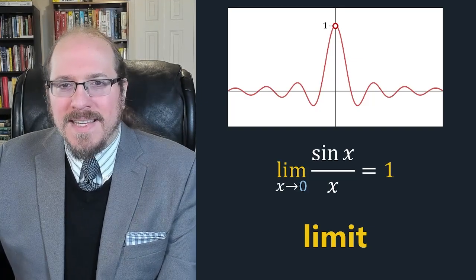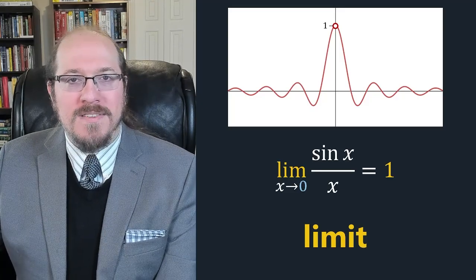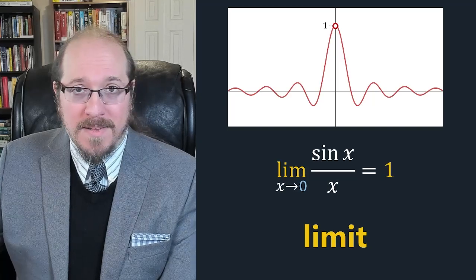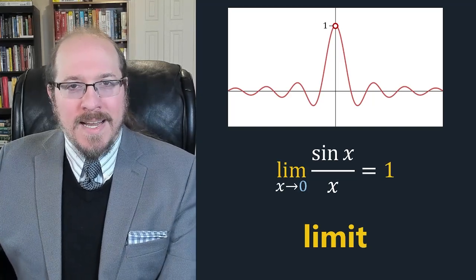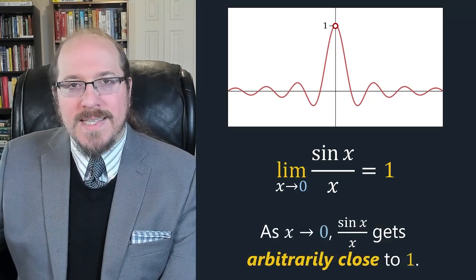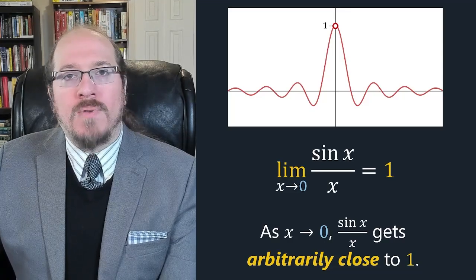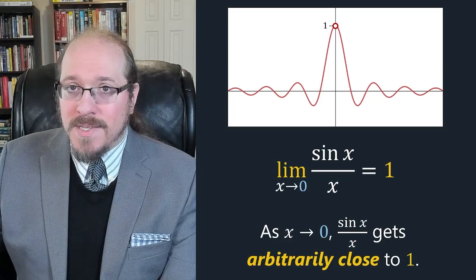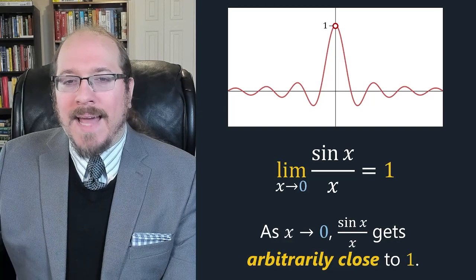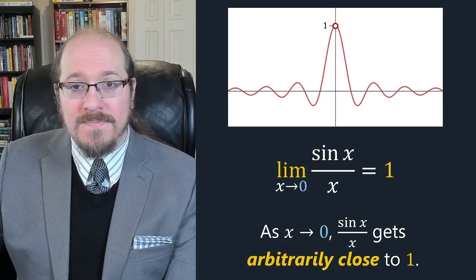But hold up, isn't that the exact same hand-wavy infinitesimal stuff that we're trying to get away from in the first place? Well, it turns out there is actually a precise way to talk about this. When we say that sine x over x gets closer and closer to 1, what we really mean is that it can get as close as we want to 1, what we might sometimes call arbitrarily close. That means you tell me how close the output, the y value, should be to 1, and I can tell you how close the input, the x value, should be to 0.